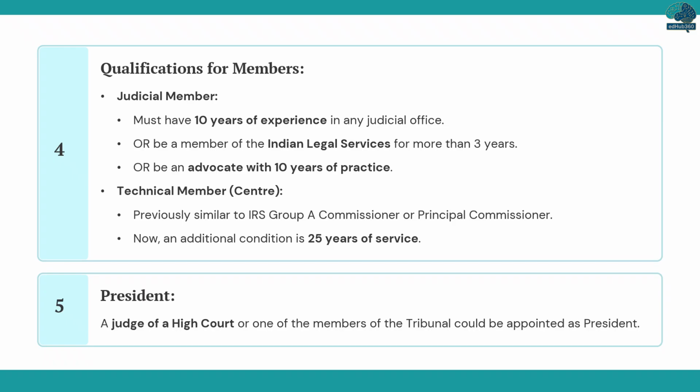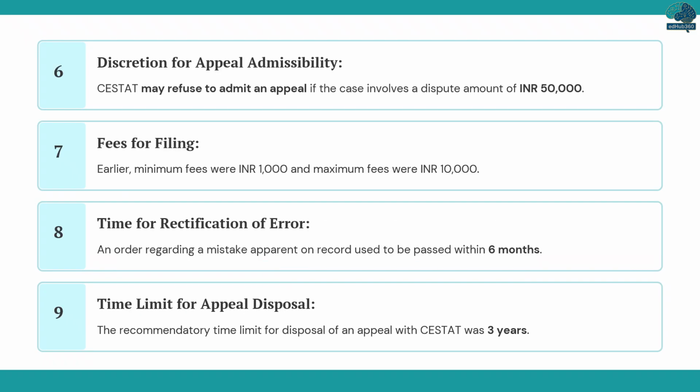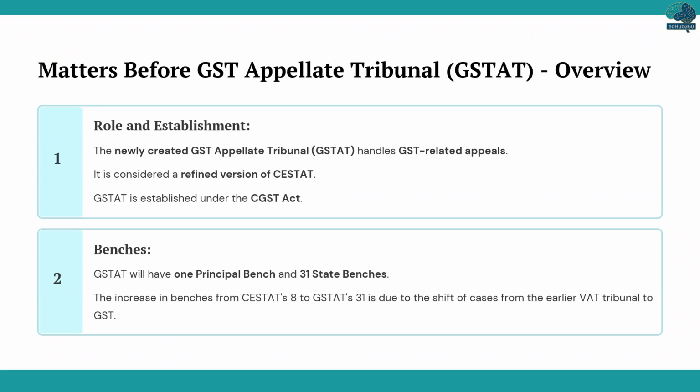CESTAT has the discretion to refuse an appeal if the dispute amount is 50,000 Indian rupees or less. Previously, minimum filing fees were 1,000 Indian rupees and maximum were 10,000 Indian rupees. An order for rectification of errors used to be passed within 6 months, and the recommendatory time limit for appeal disposal was 3 years. Now let's look at the newly created GST Appellate Tribunal, or GSTAT, which handles GST-related appeals.